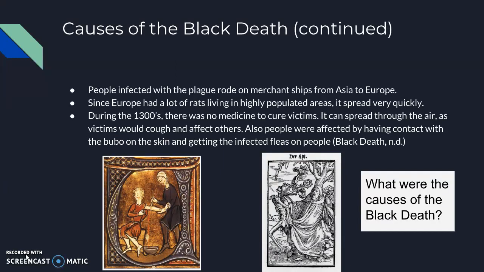Other causes of the Black Death: people infected with the plague rode on merchant ships from Asia to Europe. Since Europe had a lot of rats living in highly populated areas, it spread very quickly and was very contagious. And during the 1300s, there was no medicine to cure victims. It spread through the air as victims would cough and infect others. Also, people were affected by having contact with the bubo on the skin and getting the infected fleas on them.